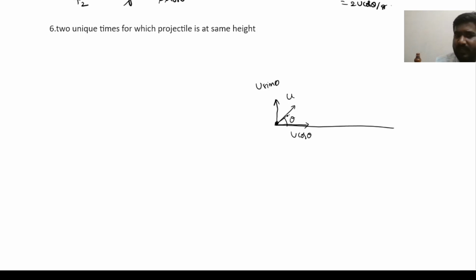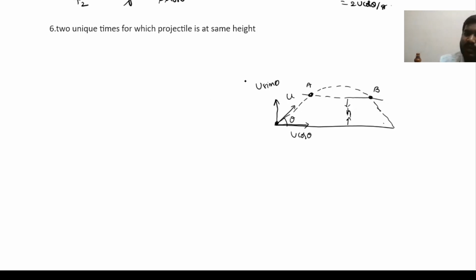Now the trajectory of the projectile moves in this direction, and it reaches the ground. Now you can take a certain height h. So take two different points, point A and point B, and the horizontal height you can take as h.